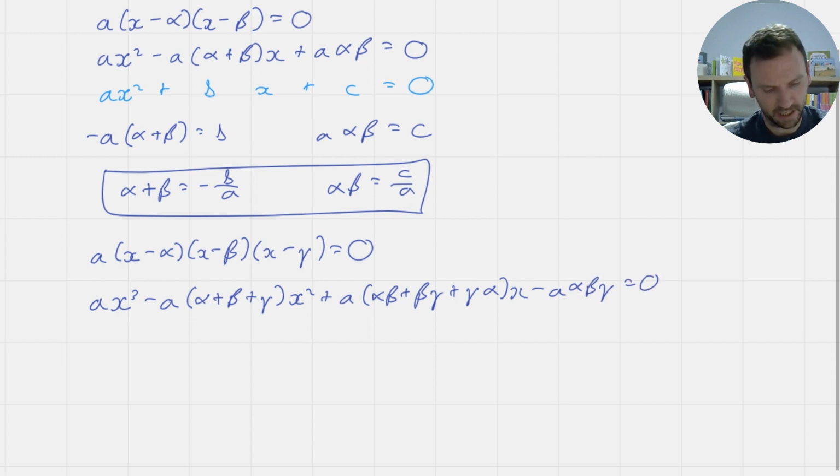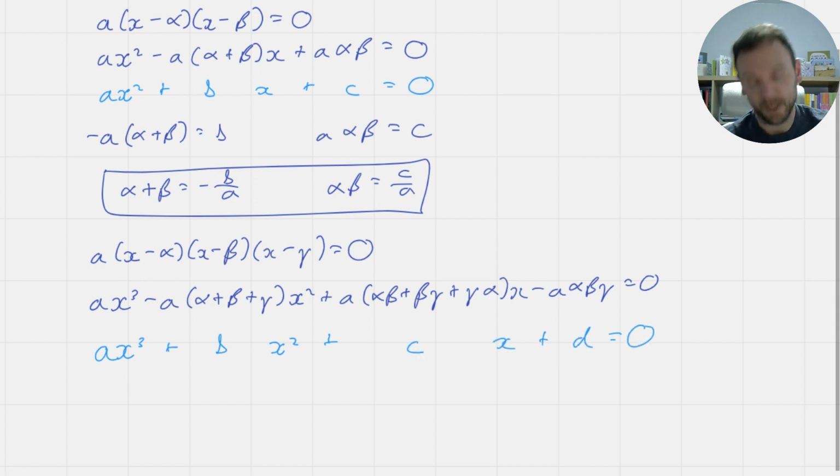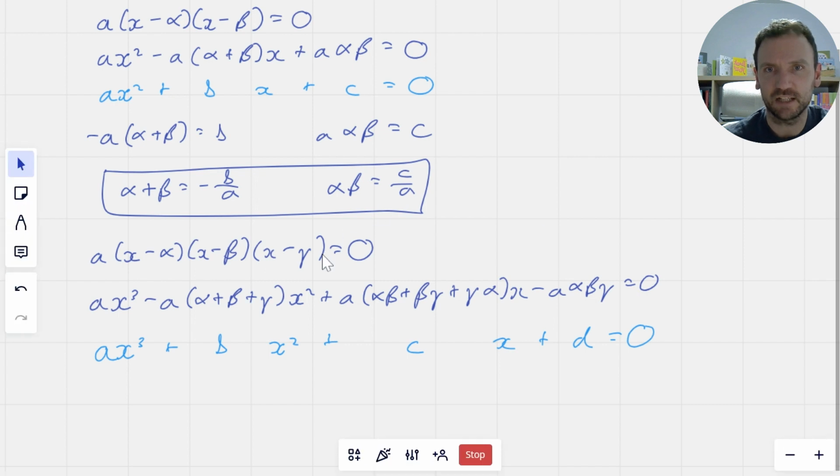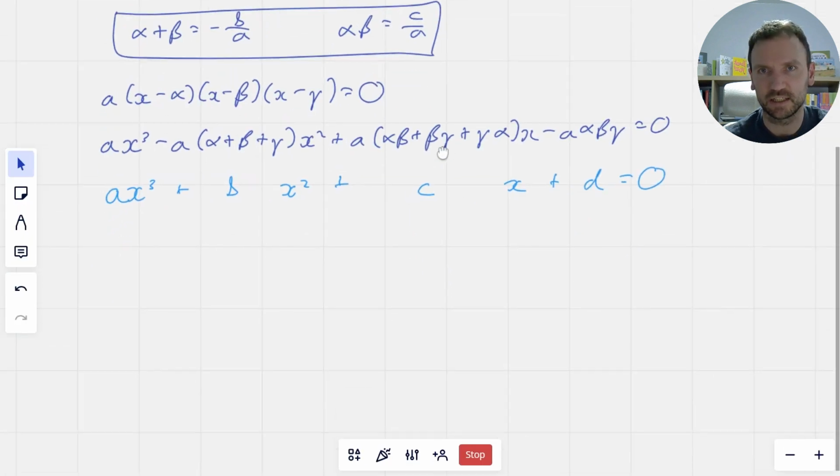So we're going to compare in the same way we did with the quadratic. Let's imagine that we're looking at a cubic equation presented in the form ax cubed plus bx squared plus cx plus d equals 0, and compare our coefficients of x squared, of x, and our constants in the same way we did in the quadratic case.